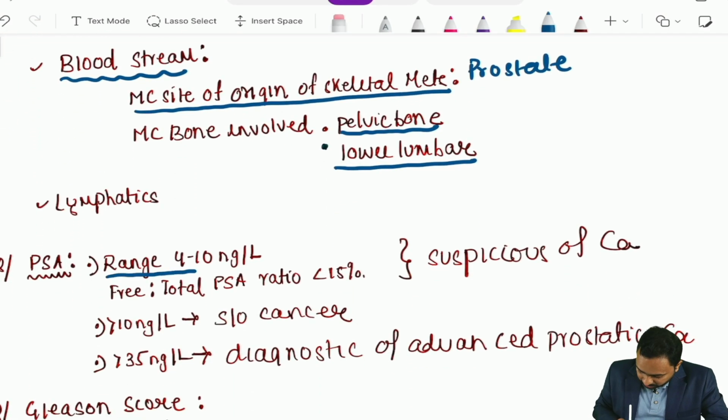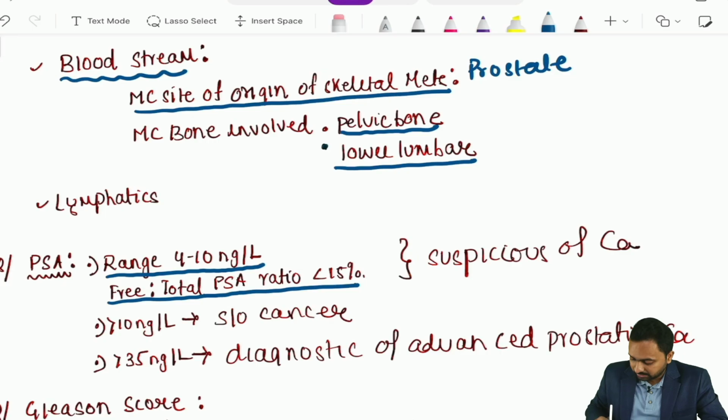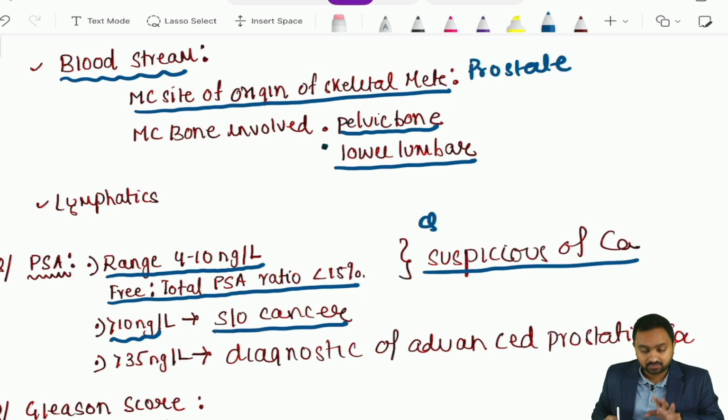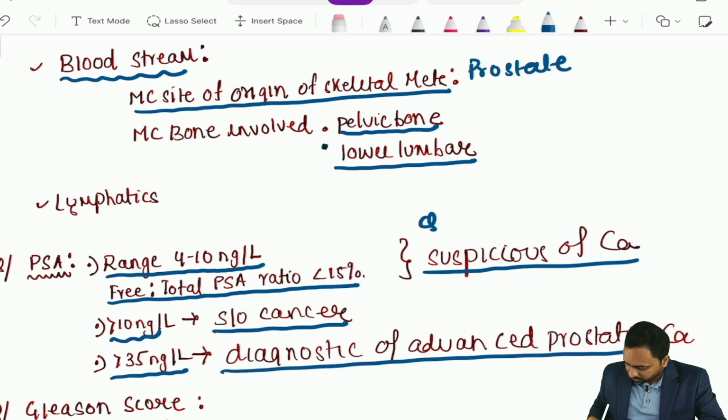Then a few important points regarding prostate specific antigen. A range of 4 to 10 and a free to total PSA ratio of less than 15% is going to raise suspicion of carcinoma. When you have values more than 10, it is suggestive of carcinoma, and when you have values more than 35 nanogram per liter, this is diagnostic of advanced prostatic carcinoma.